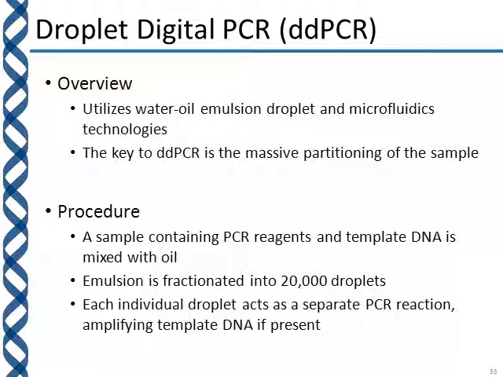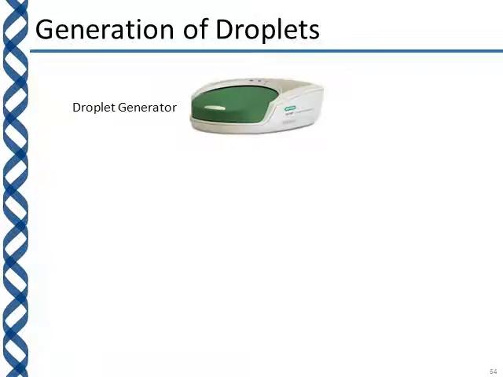containing the PCR reagents and template DNA is mixed with oil. Then this is fractionated into many droplets, usually on the order of 20,000, and each of these droplets acts as a separate PCR reaction, if the template DNA is present in that particular droplet. So the generation of droplets for ddPCR is accomplished using a device creatively referred to as a droplet generator.